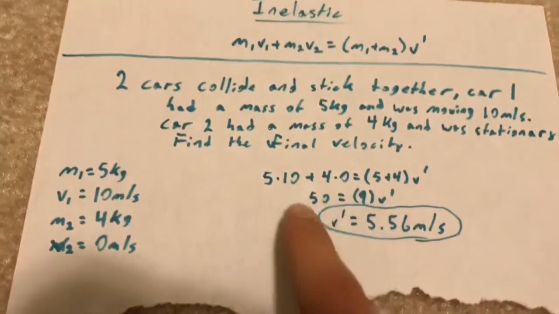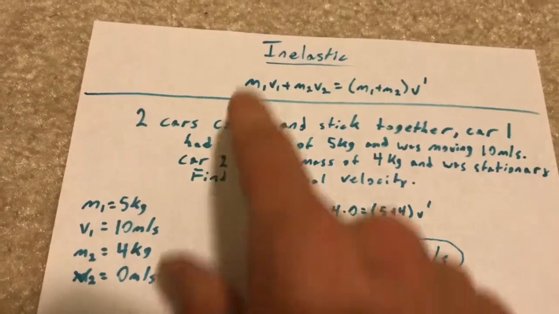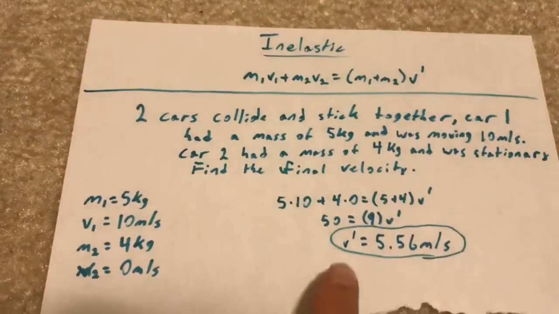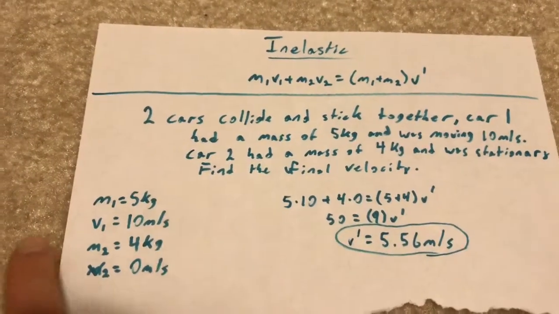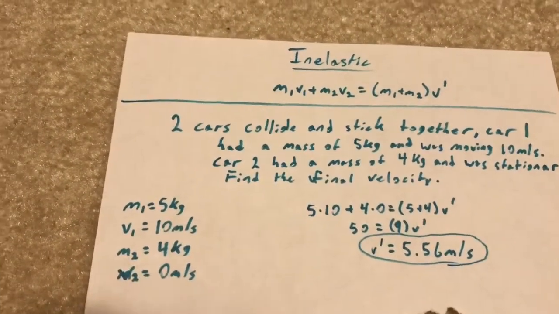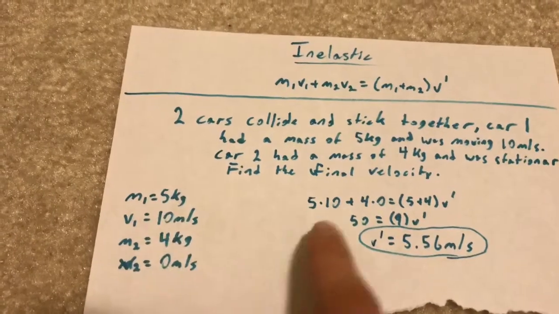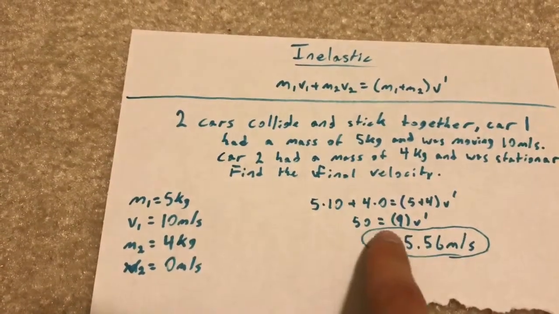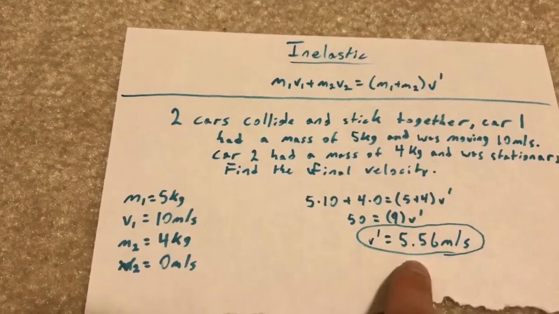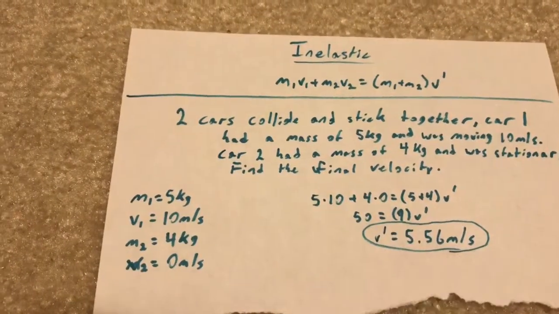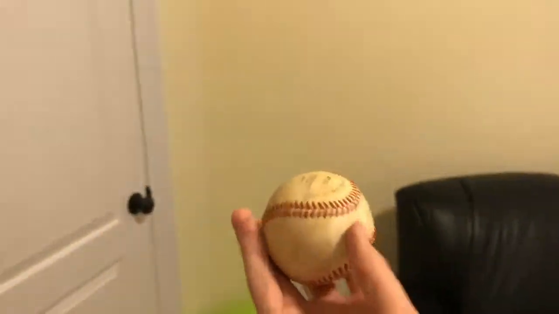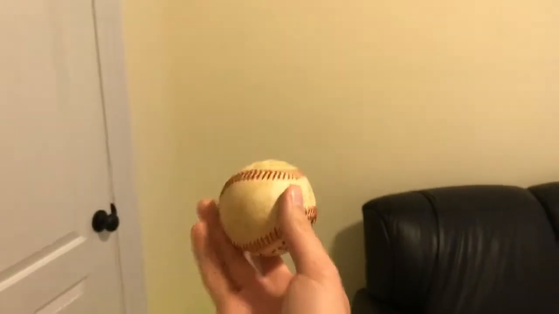In this formula right here, I've already plugged in the values for you guys to speed it up a little bit. And also remember, show work for Miss Arvin. Once you plug in these values into the equation, you end up getting a final velocity of 5.56 meters per second. The last part of the video is going to be a real-life example of an inelastic collision.